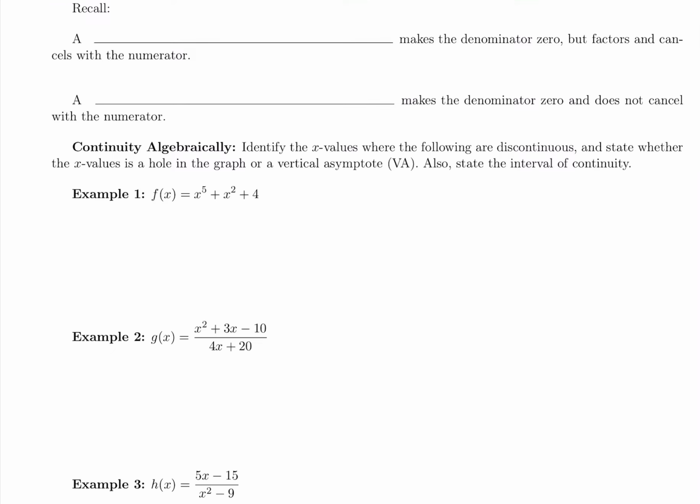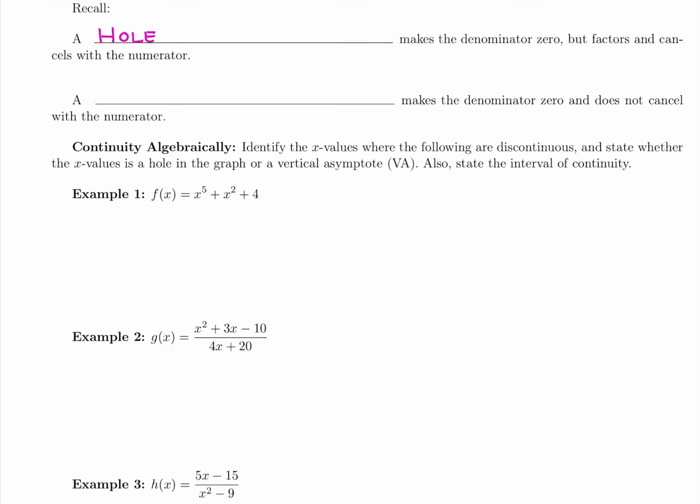Now let's talk about continuity without a picture. So we want to remember first off from limits or algebra, a blank makes the denominator 0 but factors and cancels with the numerator, versus a blank makes the denominator 0 and does not cancel with the numerator. So which one factors and cancels nicely and which one does not cancel? It is a hole will factor and cancel with the numerator.